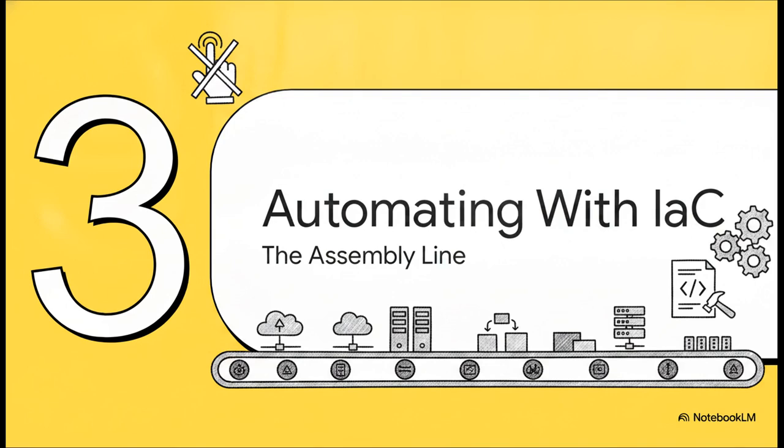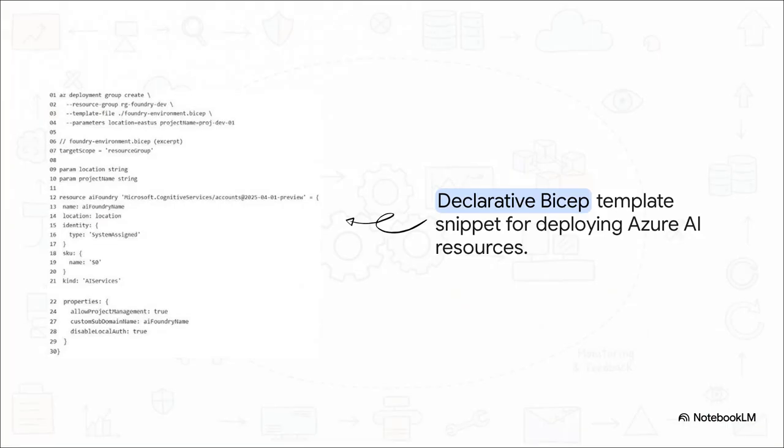All right, part 3, automating with IAC. Let's stop clicking around manually and build a real automated assembly line. When we talk about infrastructure as code, or IAC, we're talking about using declarative tools like Bicep templates to deploy our resources. This means your environments spin up identically every single time, which completely eliminates human error. Instead of someone manually clicking through a web portal, you just pass in parameters like your location and project name, and these templates handle the rest. They become highly reusable building blocks for every stage of your pipeline.